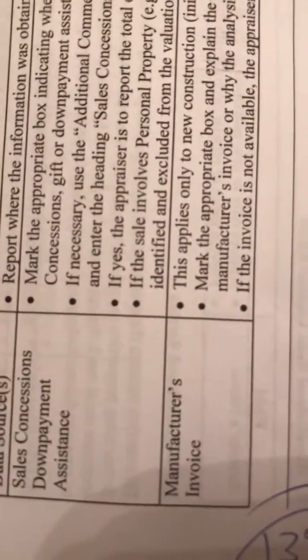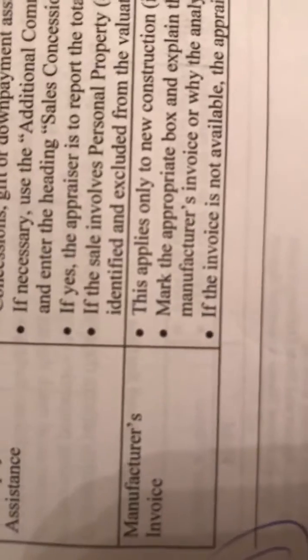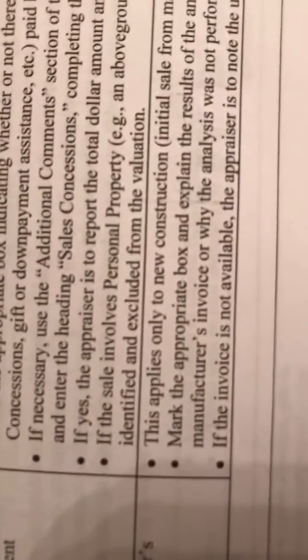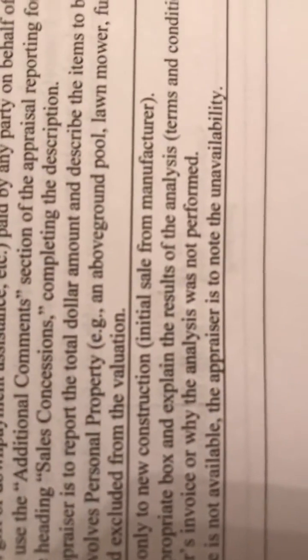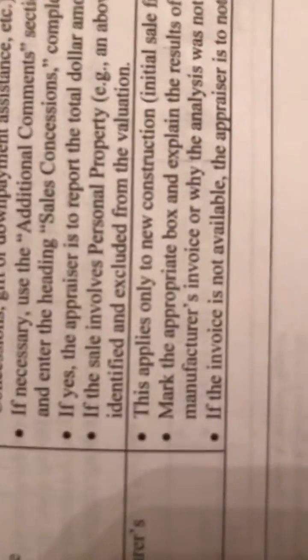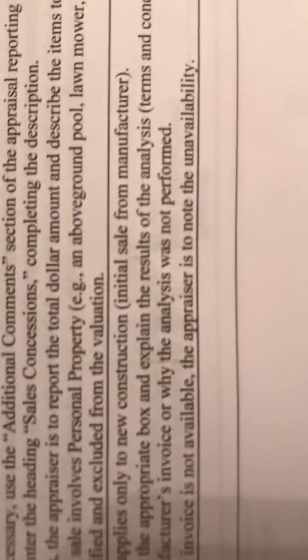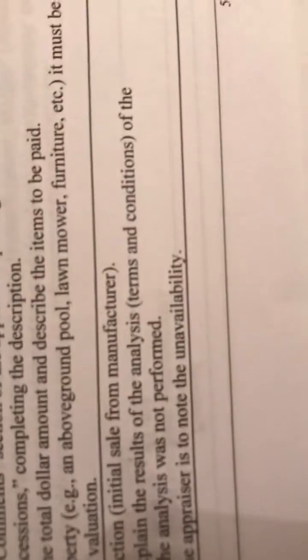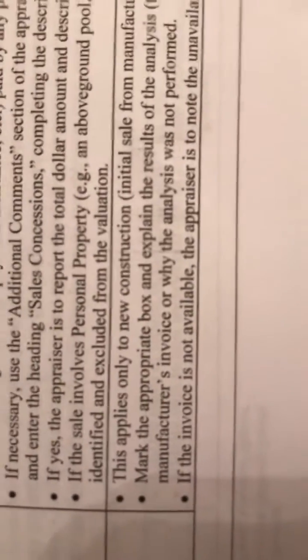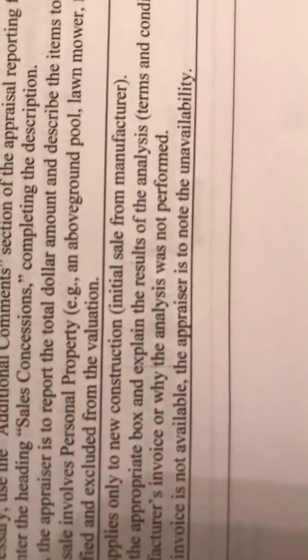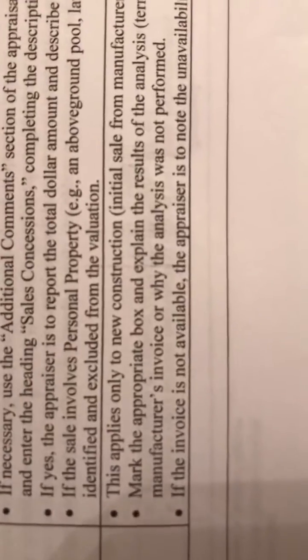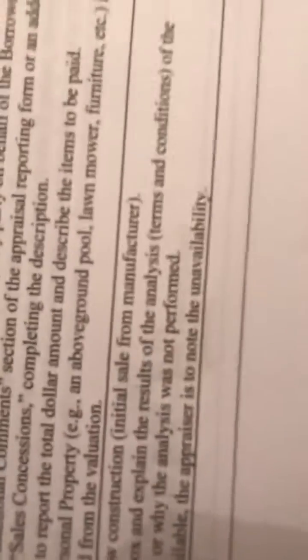Field: Manufacturer's invoice. Protocol: This applies only to new construction. Initial sale from manufacturer. Mark the appropriate box and explain the results of the analysis, terms and conditions of the manufacturer's invoice, or why the analysis was not performed. If the invoice is not available, the appraiser is to note the unavailability.